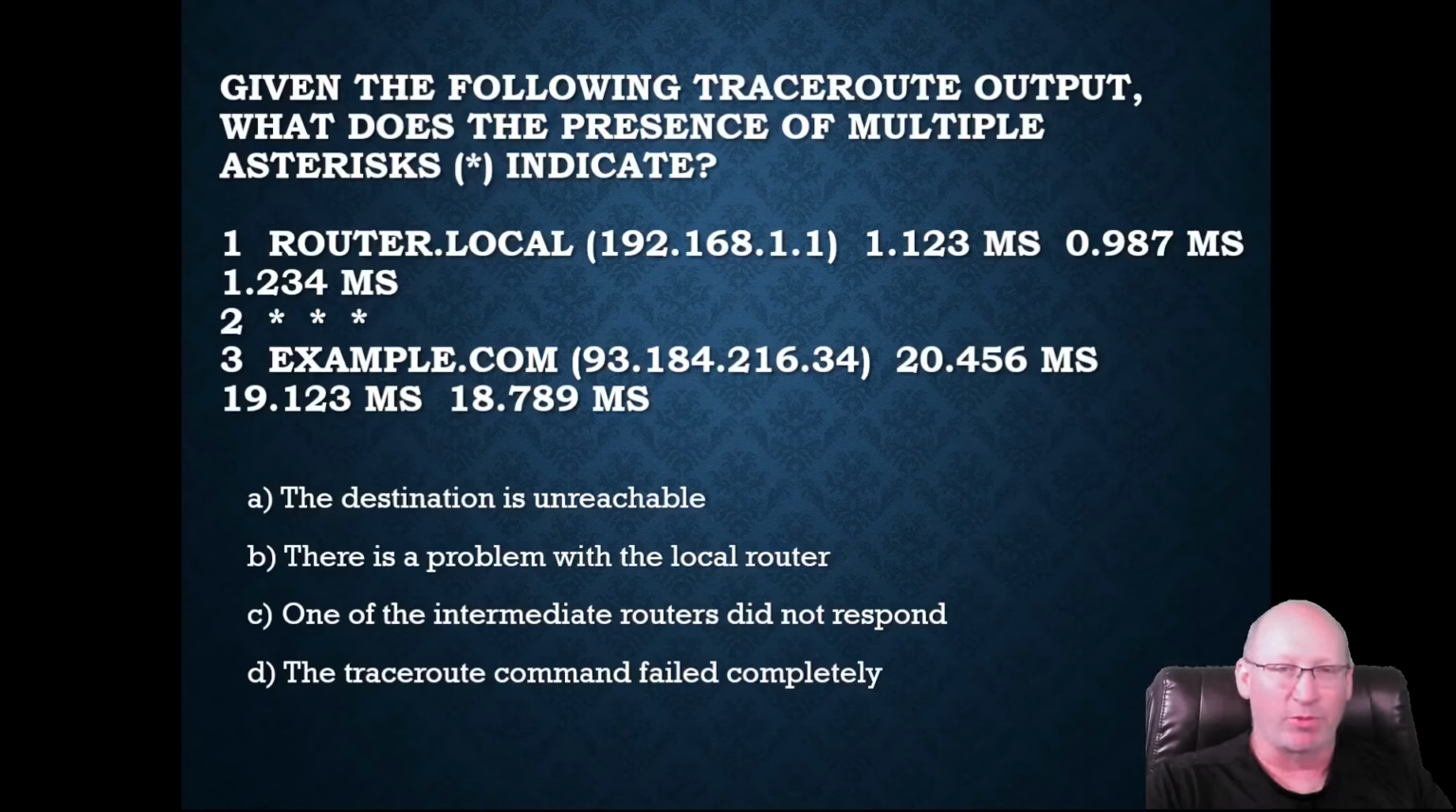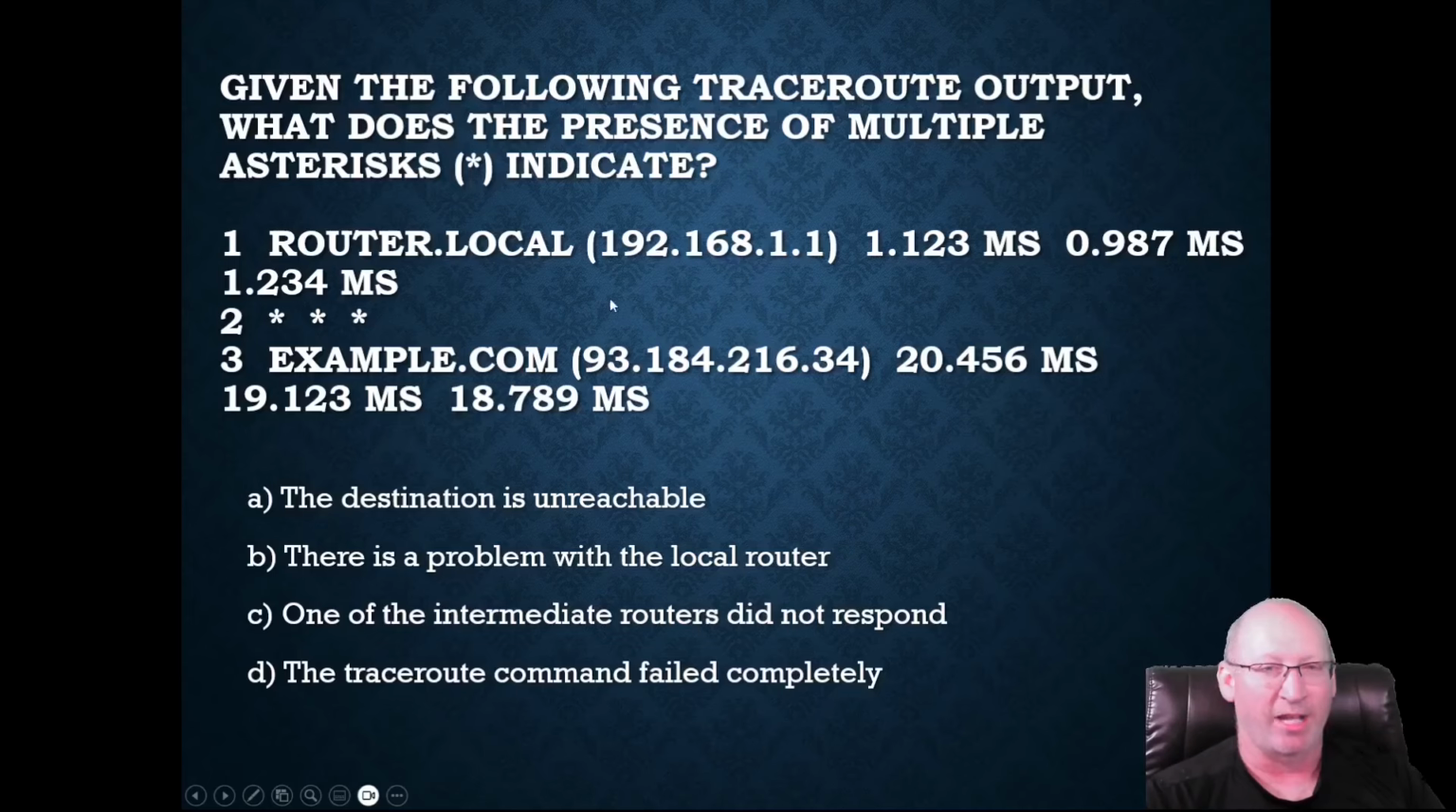Given the following traceroute output, what does the presence of multiple asterisks indicate? Well, if we're reading this, we can see number one, our local router at 192.168.1.1. That's the IP address. We hit that at 1.123 milliseconds, where we received a response at 0.987 milliseconds. So we're good to go on that one. Then we see the triple asterisks, and then we go to example.com. It gives us the IP address and the milliseconds and all that. So what do those asterisks mean?